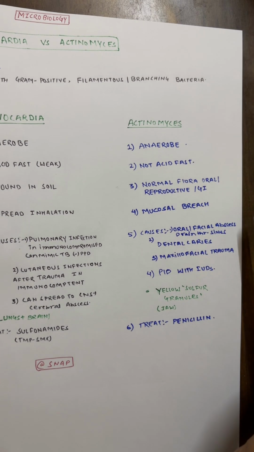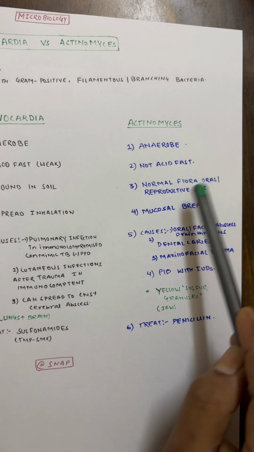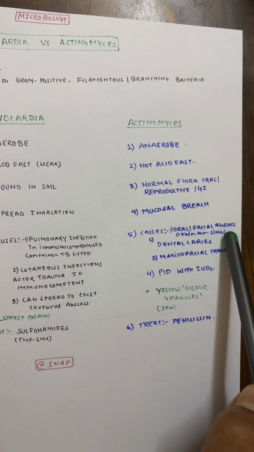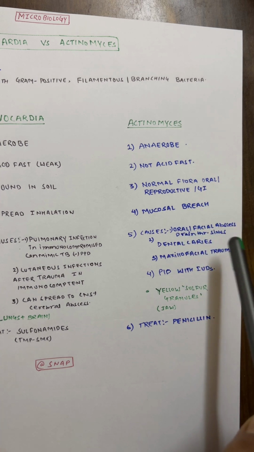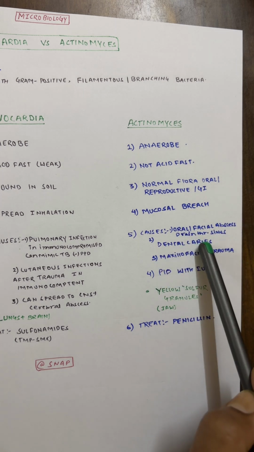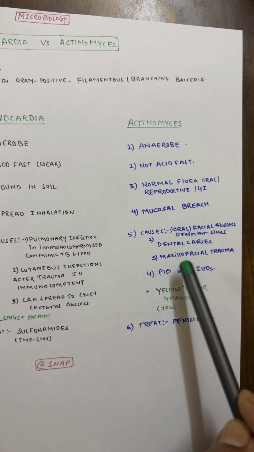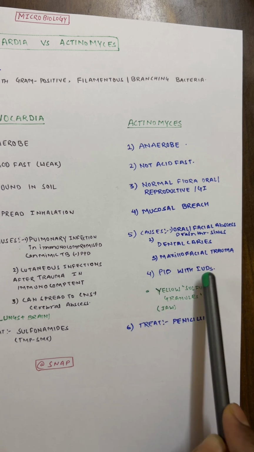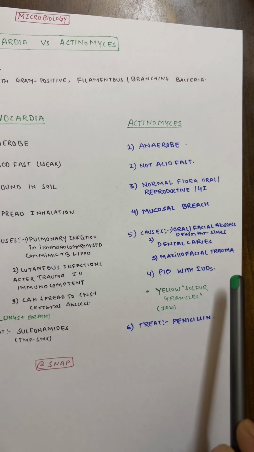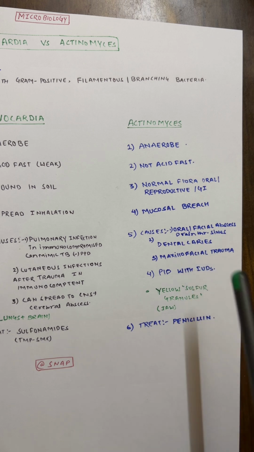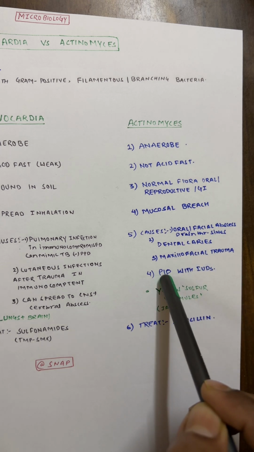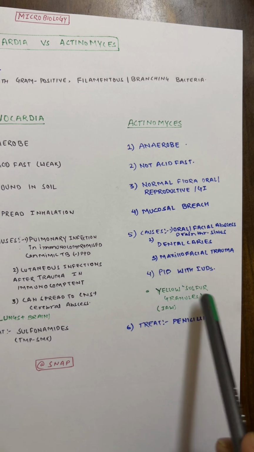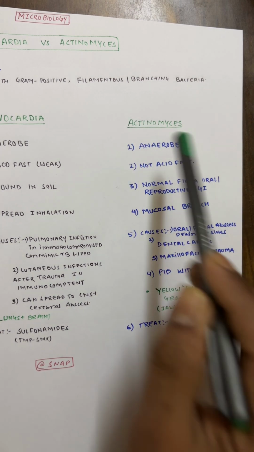While talking about Actinomyces, it's normal flora of the oral cavity, reproductive tract and GI tract. After a mucosal breach, it causes oral or facial abscess, and that abscess will drain through a sinus tract. It can also cause dental caries, maxillofacial trauma, and sometimes pelvic inflammatory disease in females using intrauterine devices. Always remember this buzzword: yellow sulfur granules. Yellow sulfur granules is a buzzword for Actinomyces.